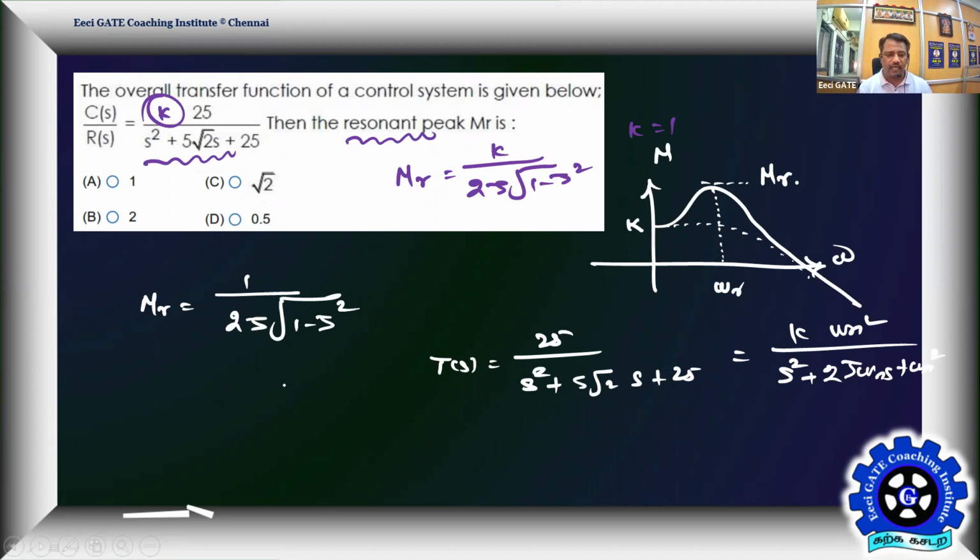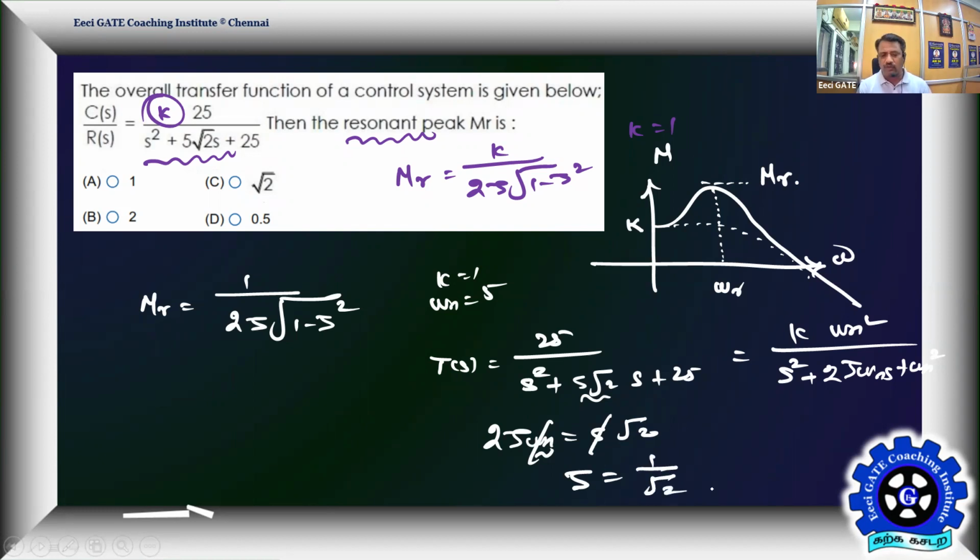Now you know your omega_n. What is the k? From this I found k is equal to 1. Omega_n square is 25, so omega_n is 5 radian per second. Then what is 2 zeta omega_n? 2 zeta omega_n is equal to the coefficient of s, that is 5 root 2, and omega_n is already known as 5, so this 5 and this will get cancelled. So what is your zeta then? Root 2 by 2, which is nothing but 1 by root 2.